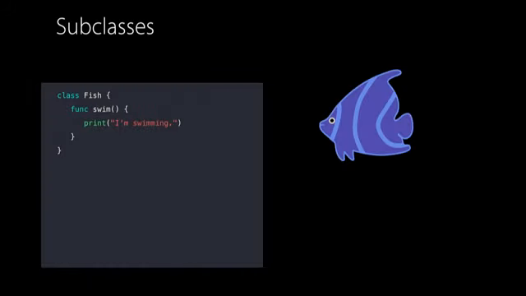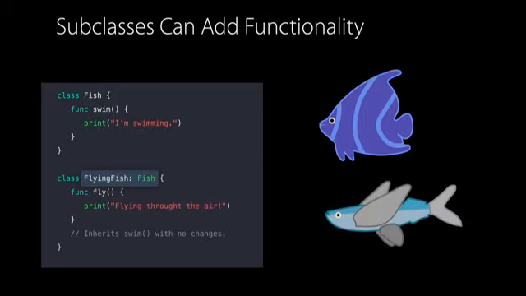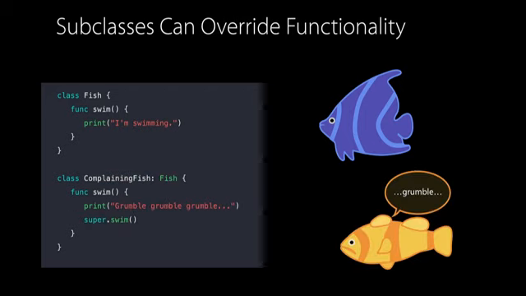For example, suppose you have a framework that gives you this fish class with sort of core fish functionality. You can subclass it to add functionality, like a flying fish can add a fly method. You indicate that this is a subclass by writing :Fish. Subclasses can also override a method to provide their own implementation. Like this complaining fish. It swims like a normal fish, it just complains about it first. You write super.swim to call the superclass's implementation.